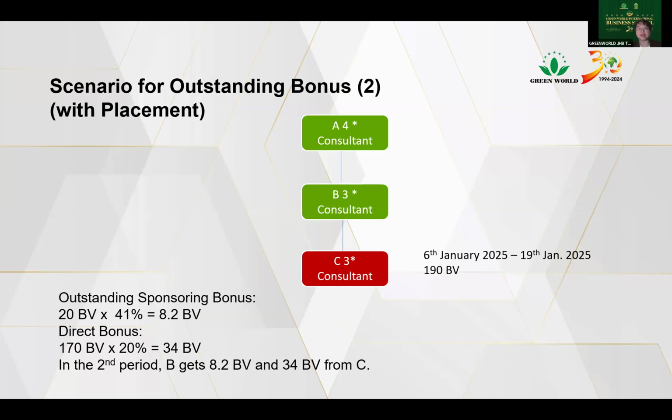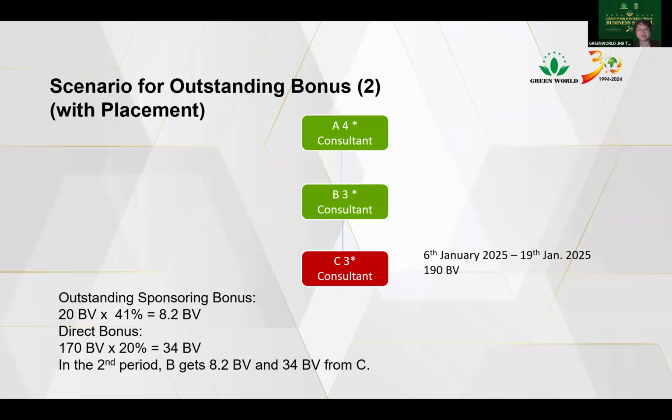Now let's take a look at the second period, which is from 6th January to 19th January. Then C keeps on buying and makes 190 BV. So 20 BV is calculated as the outstanding sponsoring bonus, which is 8.2 BV, and 170 BV calculated as the direct bonus, which is 34 BVs. Going to whom? This time, not going to A. Actually, instead, it's going to B. So the direct upline B is going to get the outstanding sponsoring bonus and the direct bonus at the second period.